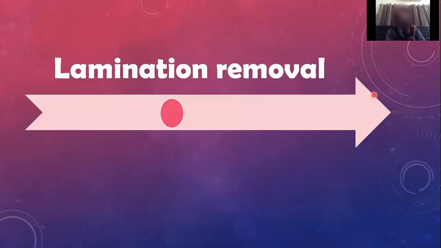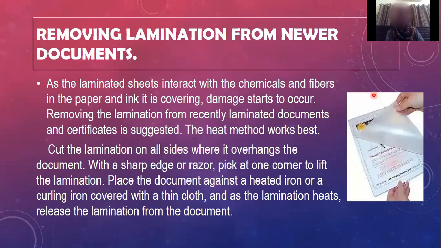Next, we have lamination removal. The question arises: why do we want to remove the lamination from the document? When we see that the lamination is destroyed or has a stain on it, we want to remove it from the document and apply new lamination to make our document look clearer and more attractive. So there are many processes and purposes for removing the lamination from our document.